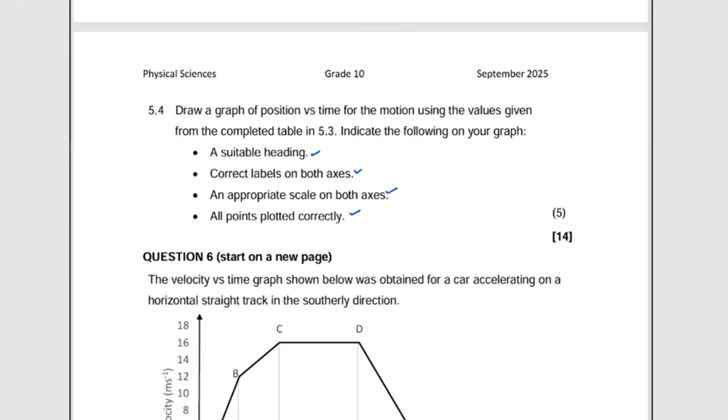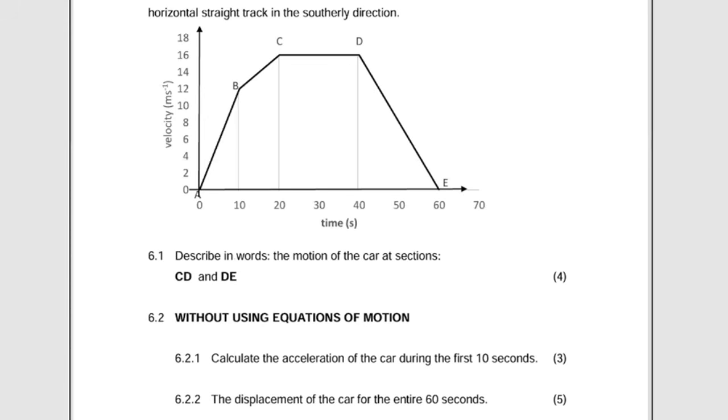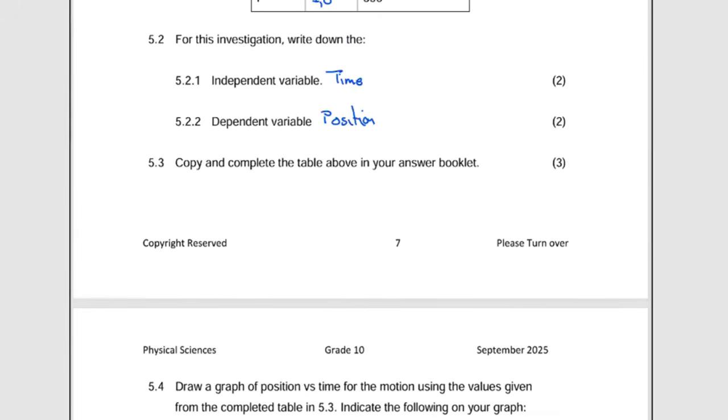Now, which values am I having according to this? Let me quickly go back to the table. So I'm having time versus position, right? So I'm going to write time versus position. I'm having my time here in seconds. Then on this side I'm going to have my position, right? So a suitable heading is position versus time graph. This is the name of my graph, the position versus time graph.